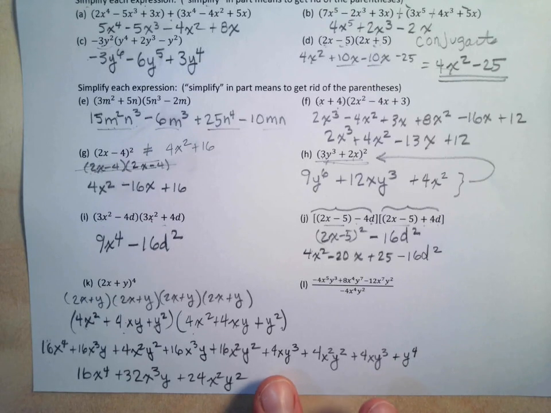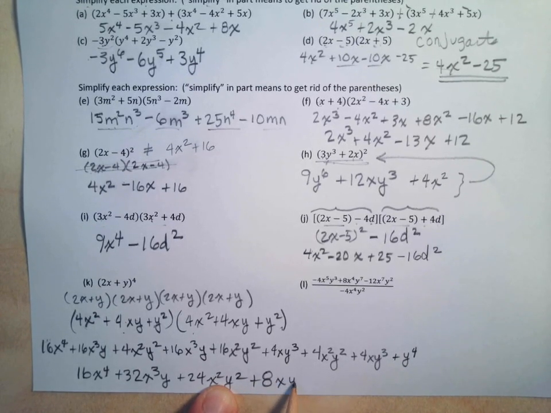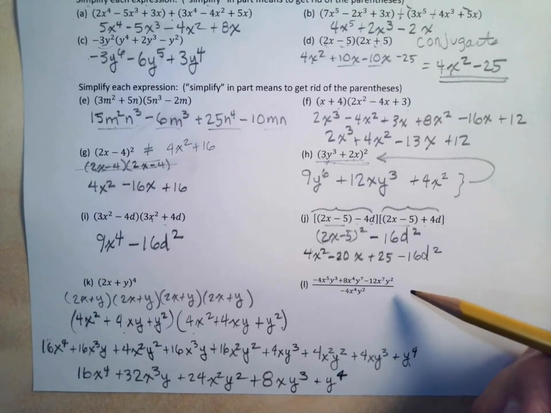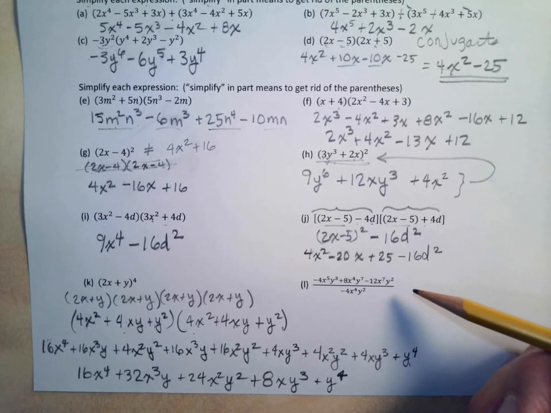And then it looks like I have an xy cubed and an xy cubed, so that's plus 8xy cubed. And then finally, I think it's just the y to the fourth. Y to the fourth. All right, so let's go on to, what is this, L, I guess.